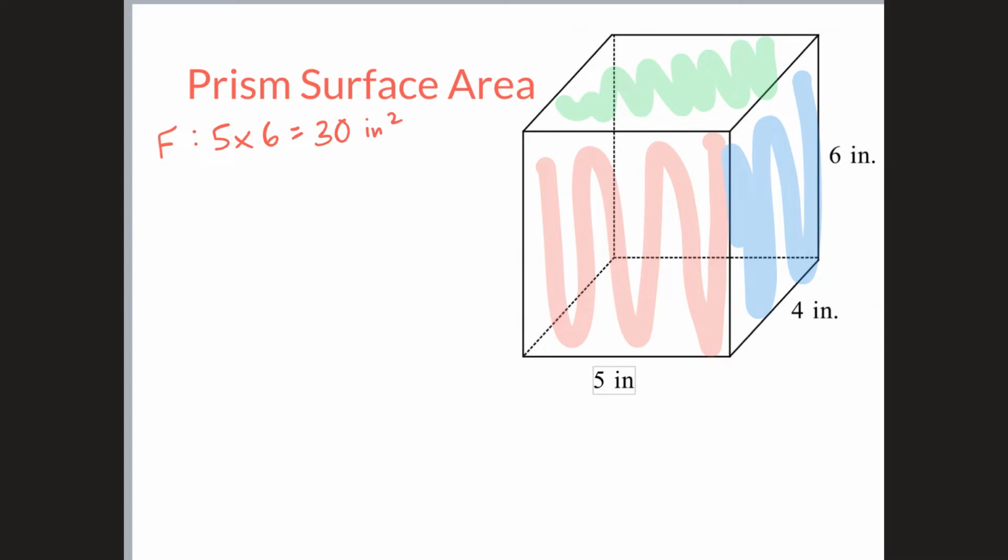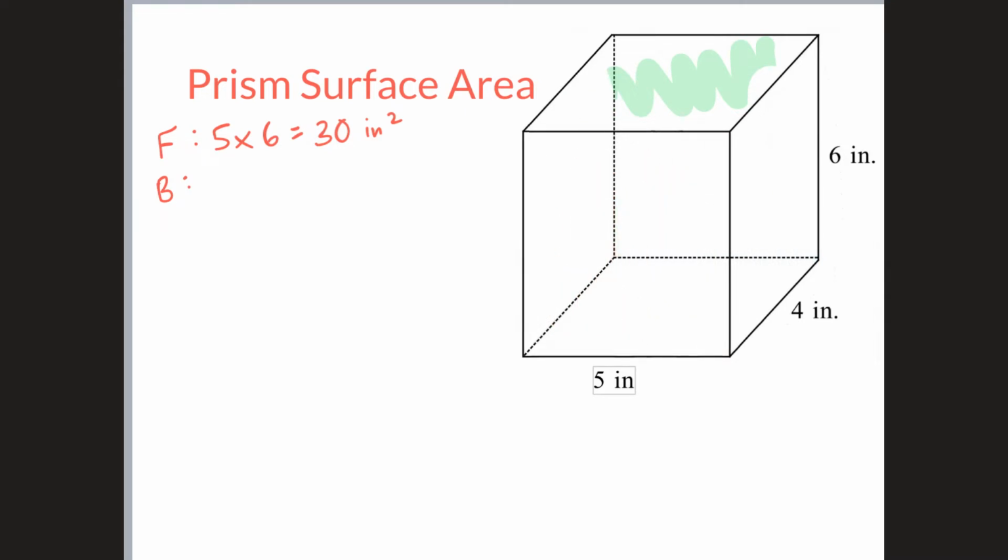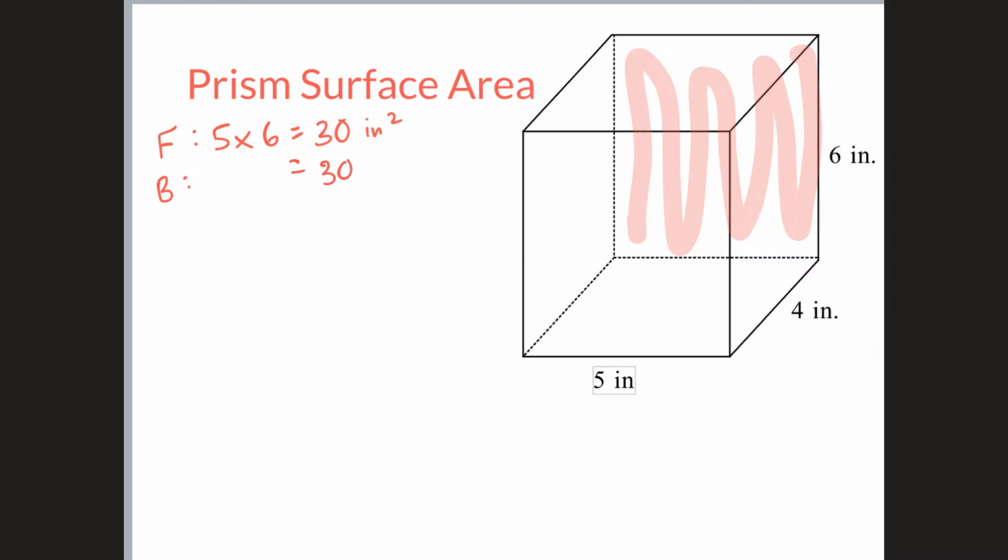And the back, well, that's going to have the same area. And if you allow me to erase this here, that area is going to be the back right back here. So the front and the back are going to have the same area, 5 times 6. And so I'll just write equals 30 square inches.